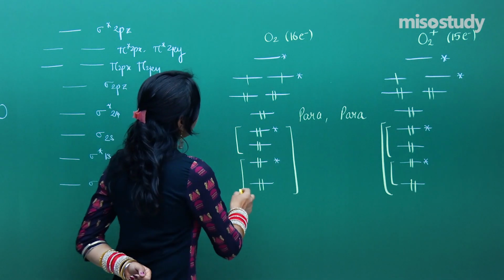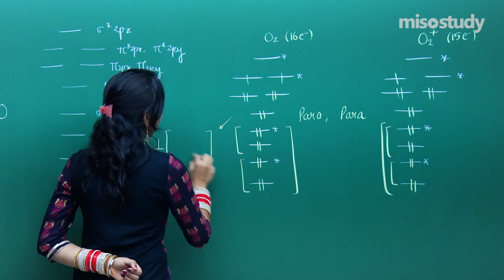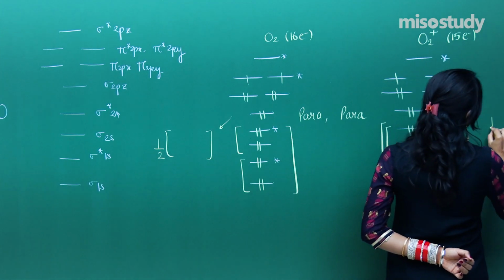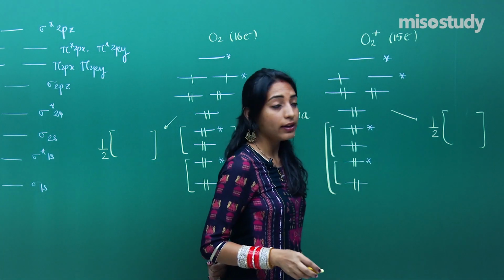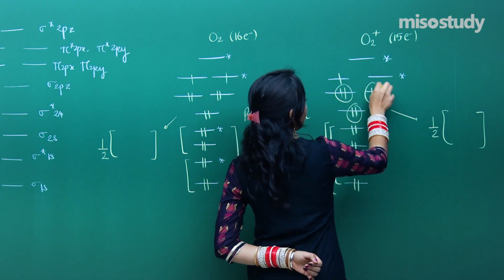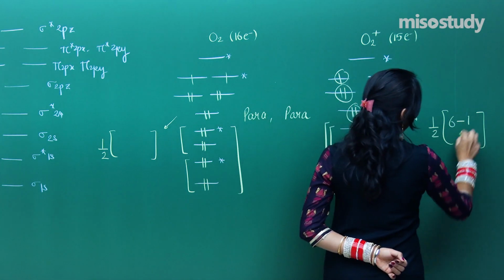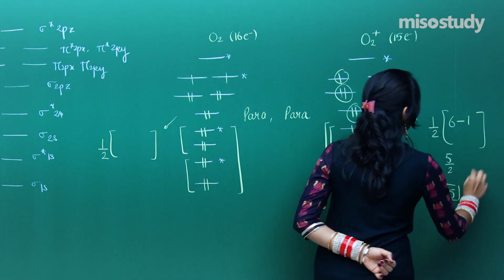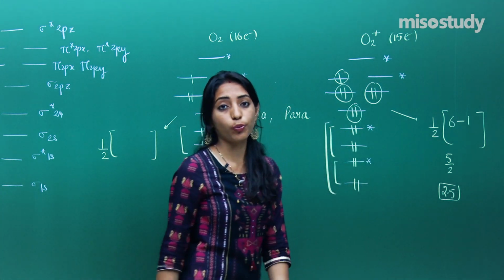Now how to calculate the bond order? Bond order is half the number of electrons in bonding minus antibonding, and the same way here, half the total number of electrons in bonding minus antibonding. So let's do the calculation for bonding: 1, 2, 3, 4, 5, 6. So 6 minus antibonding, which is 1. So this is 5 by 2, which is 2.5. Clear? So the bond order in the case of O2 positive is 2.5.